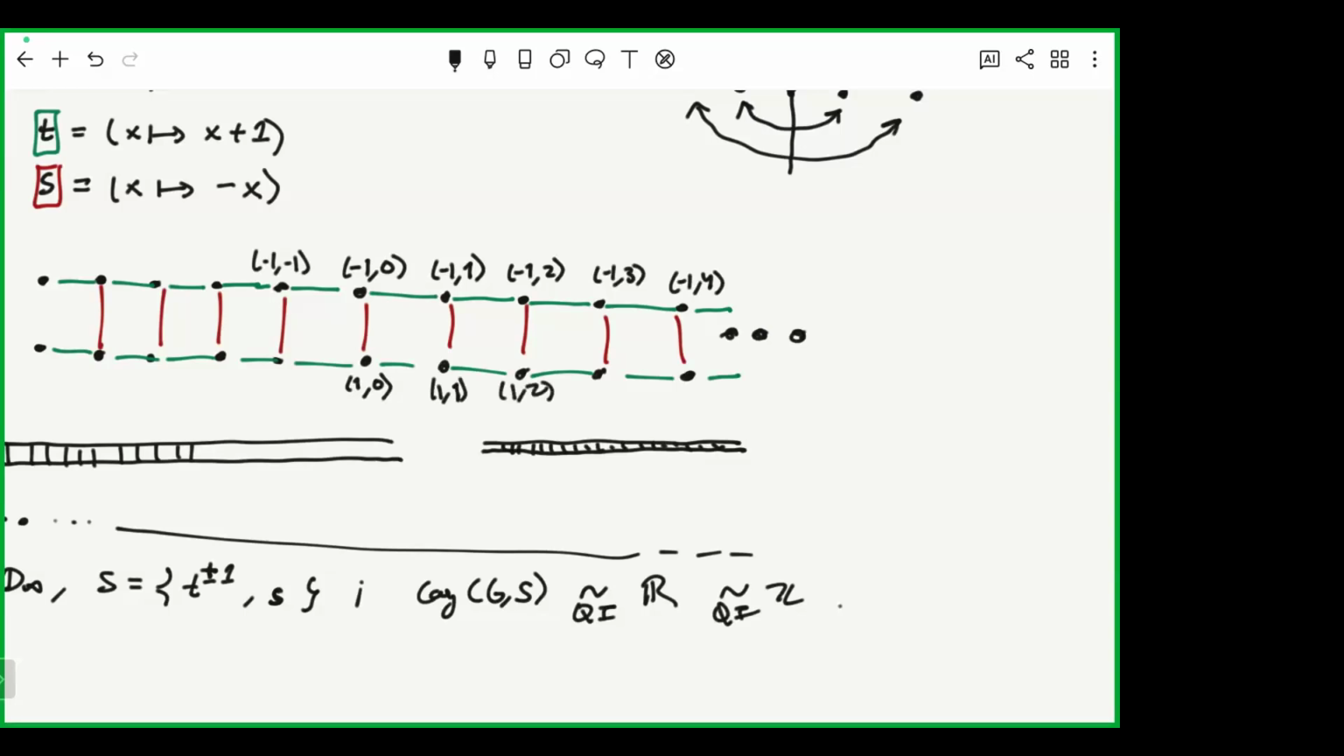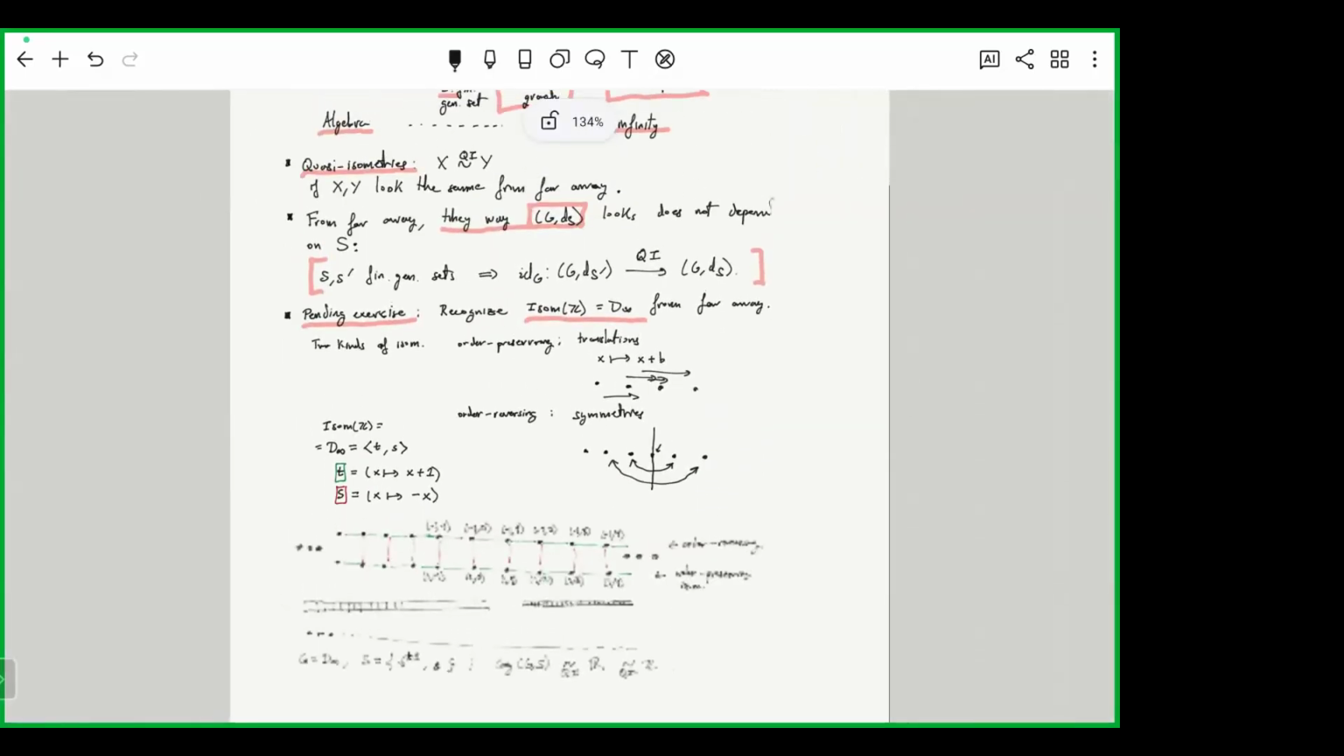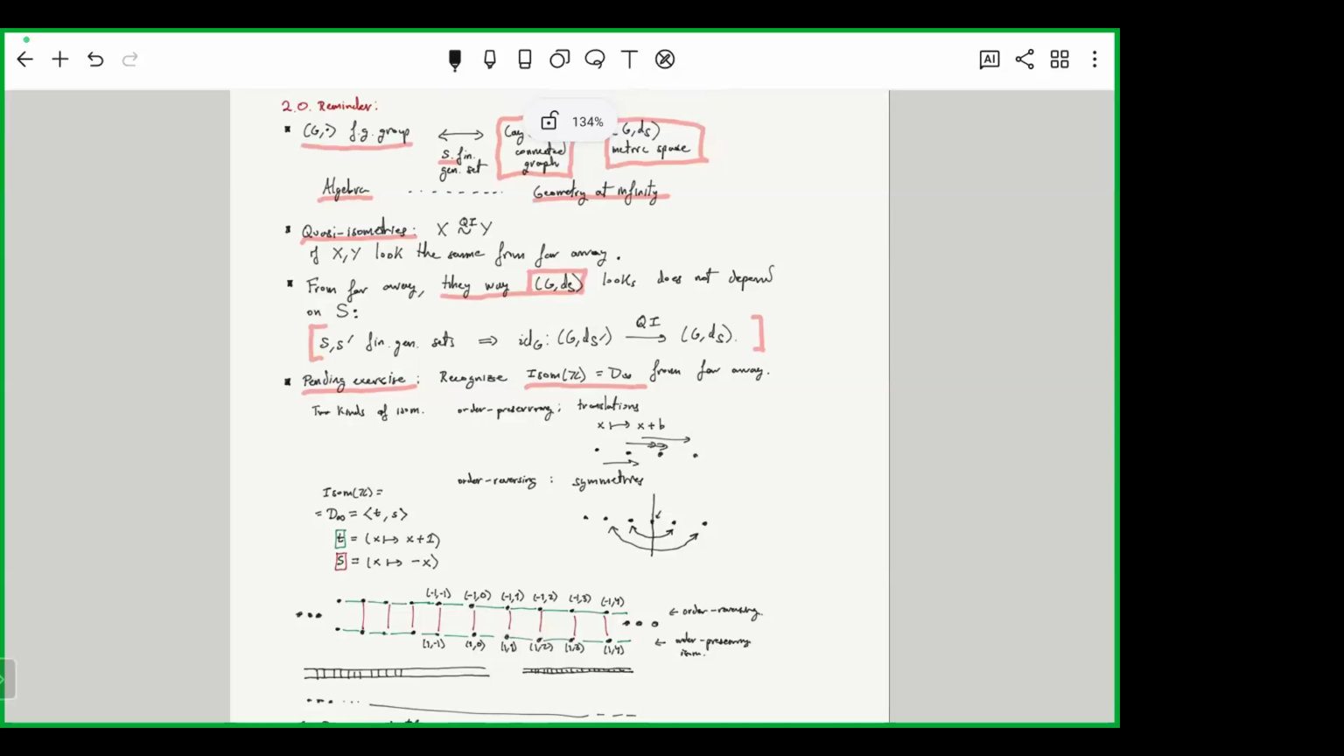And you see how it goes on forever. So on one row, we have the order preserving isometries, and these are the order reversing ones. Great. So are there any questions so far?